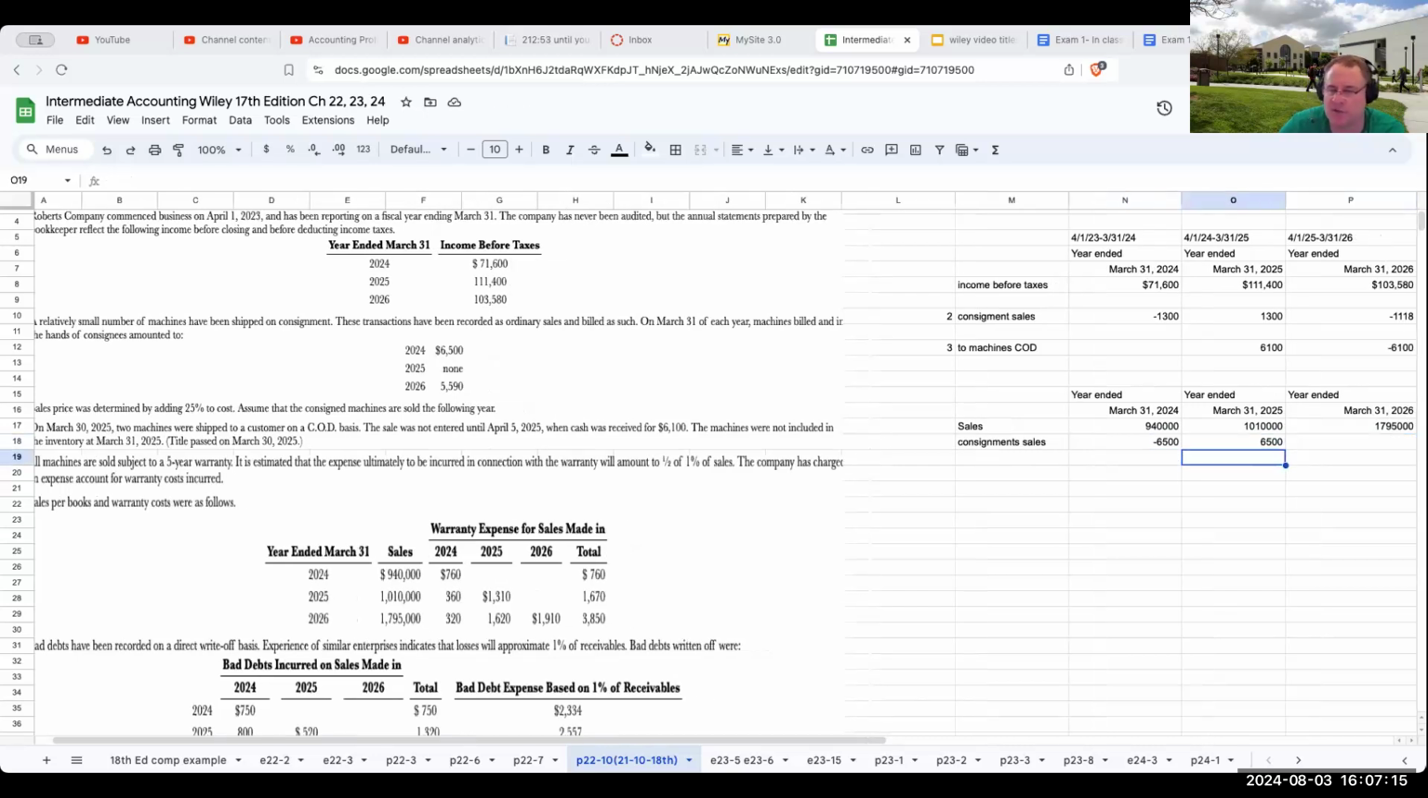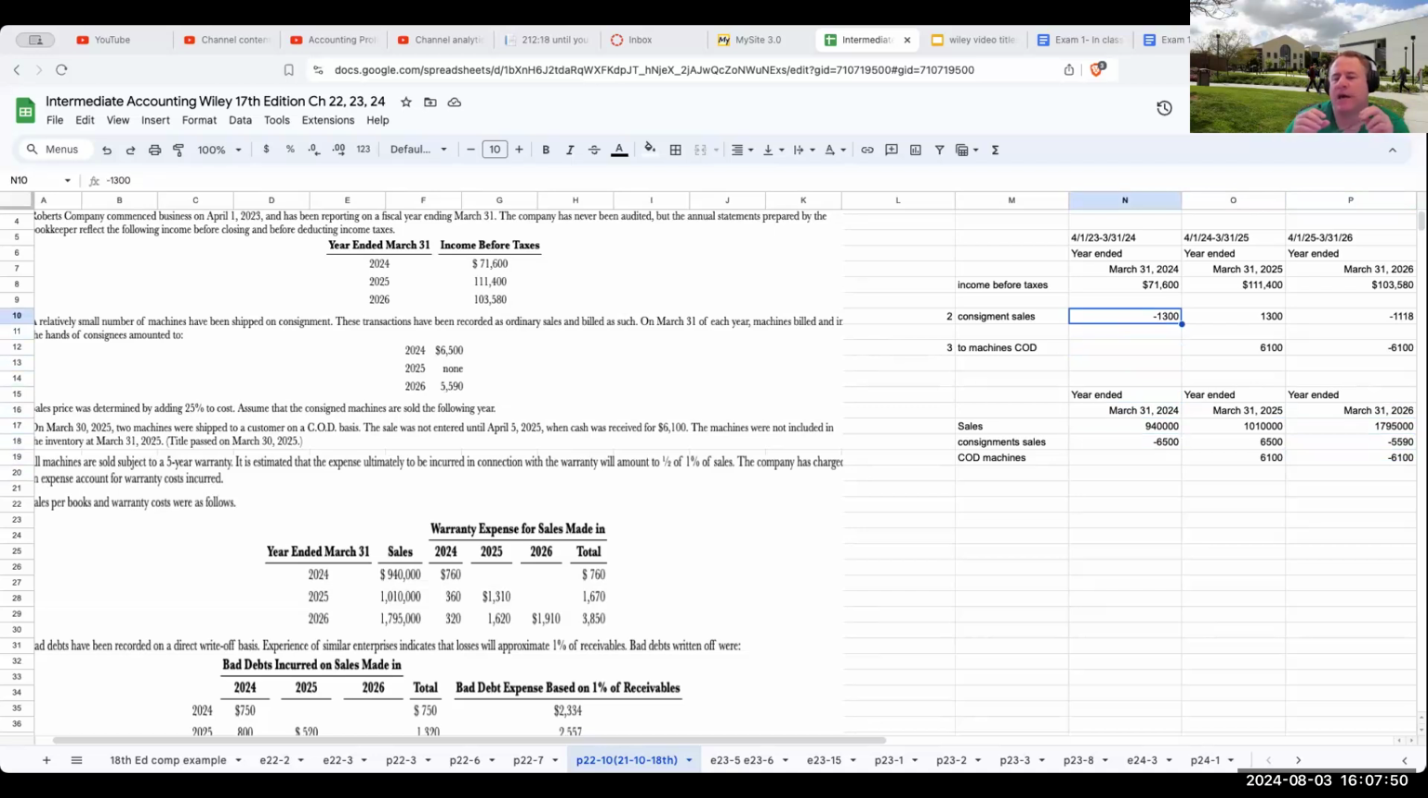And then there were no consignment sales in 2025. And then I need to make the deduction for the gross amount of the consignment sales in the following year. I also need to make the correction for the cash on delivery machines. So over here, I'm going to be adding in 6,100, and then I'm going to be subtracting out 6,100 to remove that sale.